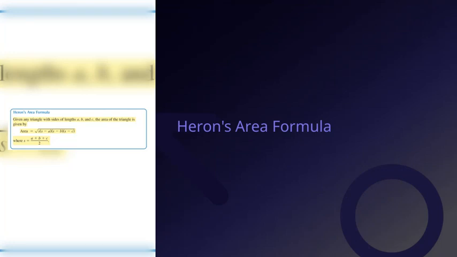Heron's area formula. This is a really interesting and useful way to find the area of a triangle when you know the lengths of all 3 sides. It's named after Hero of Alexandria, an ancient Greek mathematician. The formula allows us to calculate the area without needing to know the height or angles, which can be very handy in many situations. The key idea is to first find what's called the semiperimeter. So, you add up all 3 sides and then divide by 2.